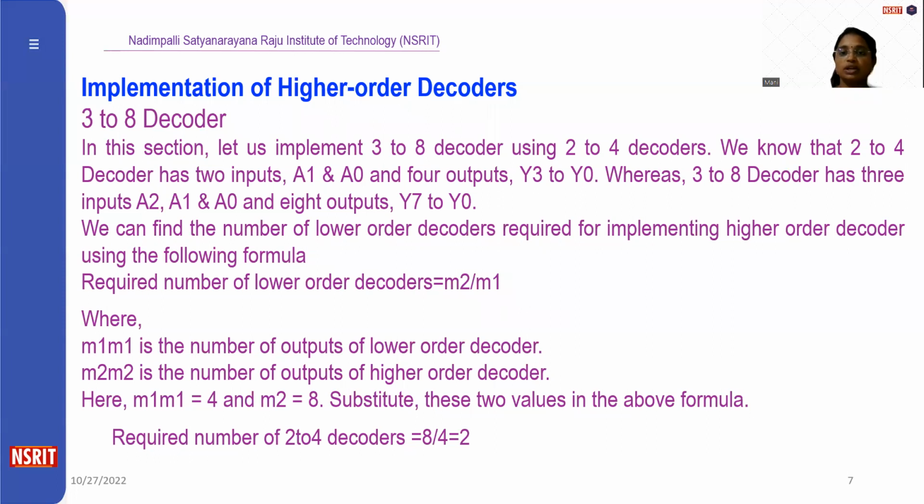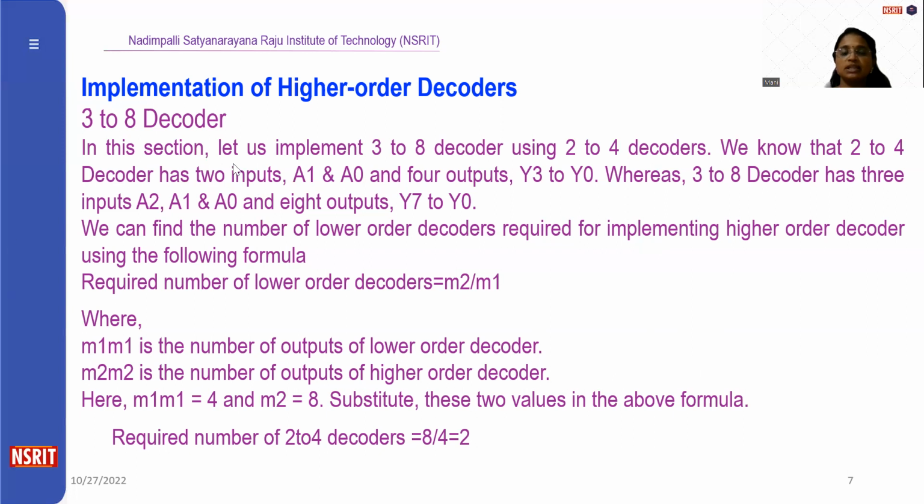A 2 to 4 decoder has 4 outputs, and a 3 to 8 decoder has 8 outputs. To attain 8 outputs at the output side, we require two 2 to 4 decoders. Each 2 to 4 decoder provides 4 outputs, and by adding these two, 4 plus 4, we get 8. So we require 2 to 4 decoders to construct a 3 to 8 decoder. The first decoder has 2 inputs, and the other decoder has 2 inputs. We will connect those two decoders to attain 3 inputs.